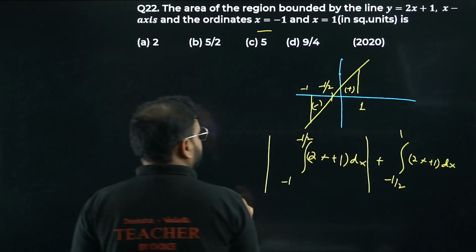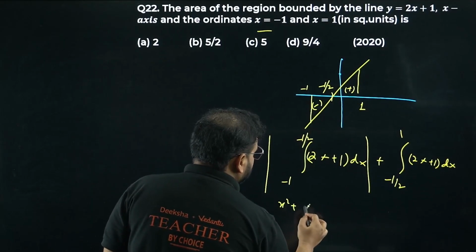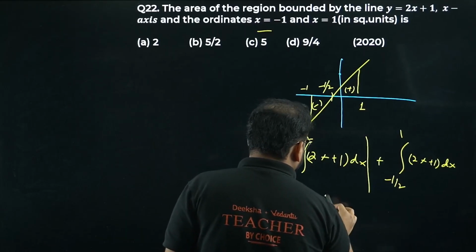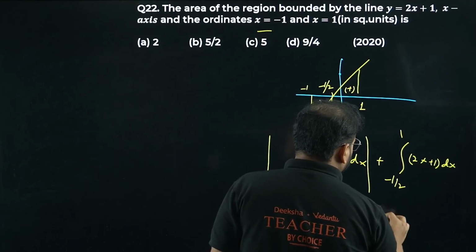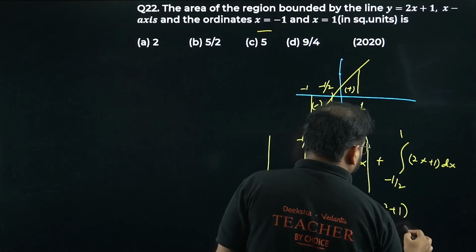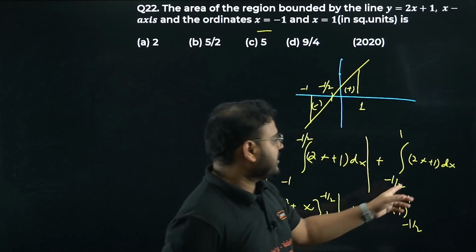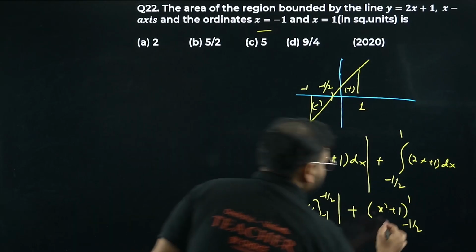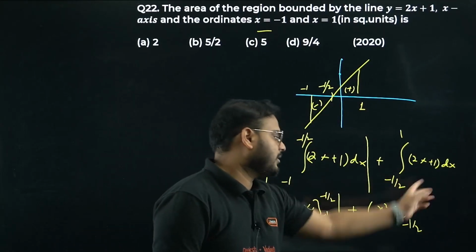So when you do that, what you'll have? Please check. You'll have x square plus x from minus 1 to minus 1 by 2 in the modulus, of course. Same way you have over here, x square plus x from minus 1 by 2 to 1. It will become x square by 2, 2 and 2 will cancel. So x square plus, sorry, I wrote 1 now. It will become x actually. Integration of 1 is x.